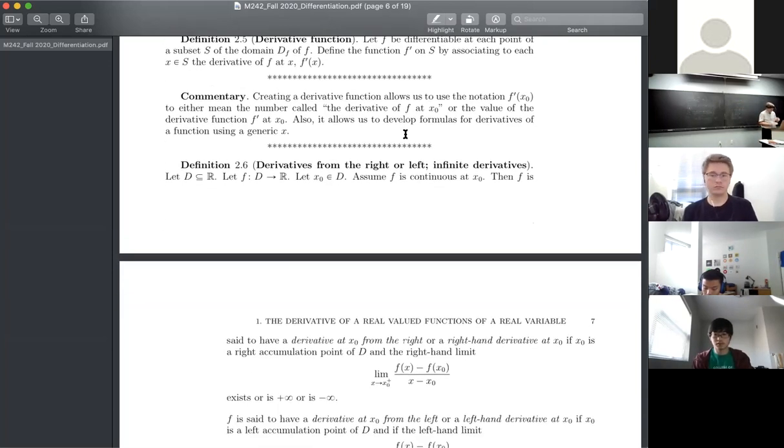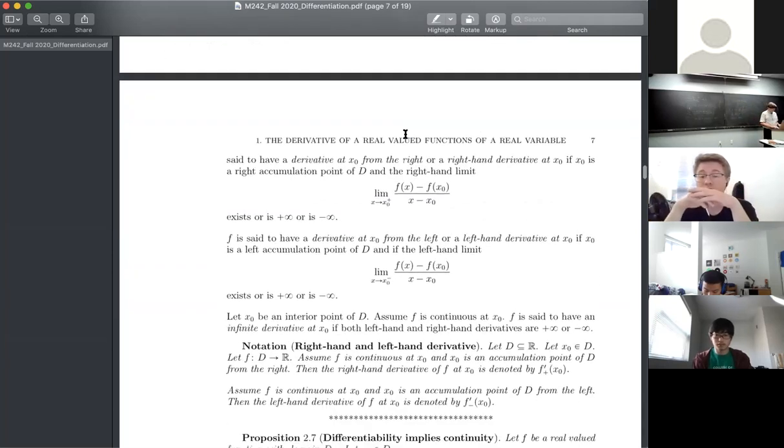Anyway, we're not going to concern ourselves with it too much right now, but we can talk about derivatives from one side or the other. We can also talk about infinite derivatives. So everything that you've been studying about limits, they can be infinite or finite, all that works for derivatives because they're just limits. Okay, so we'll get more into that later.